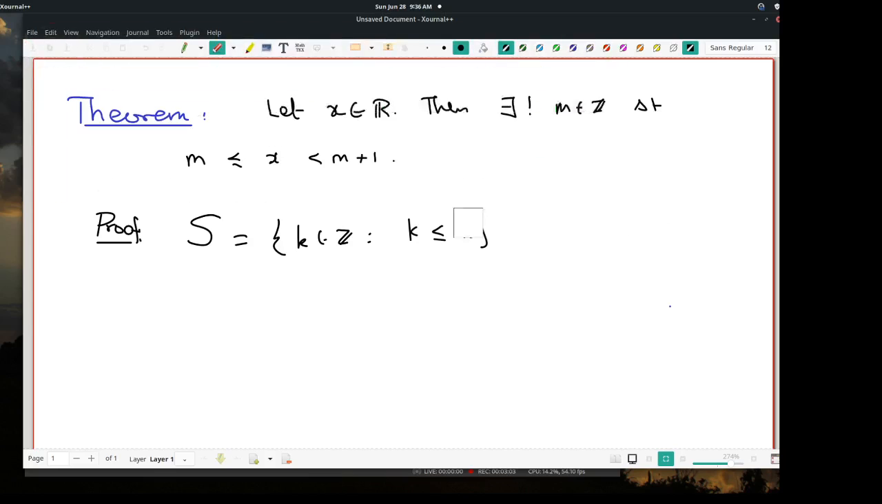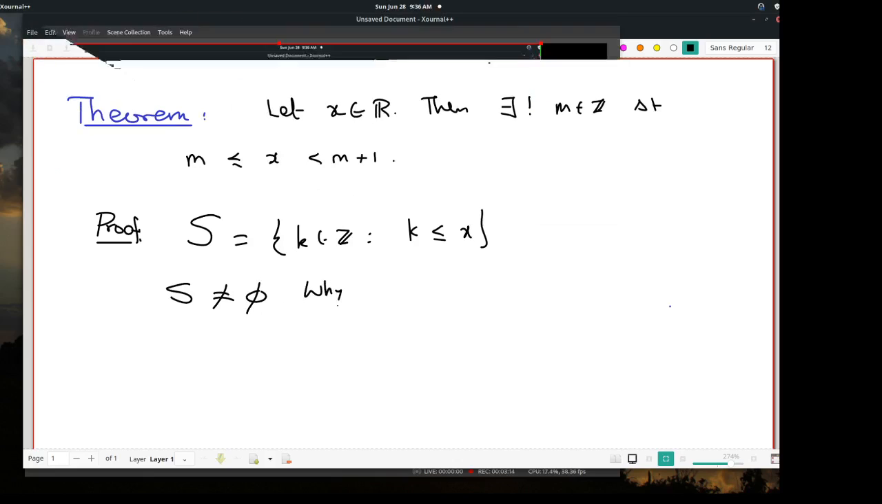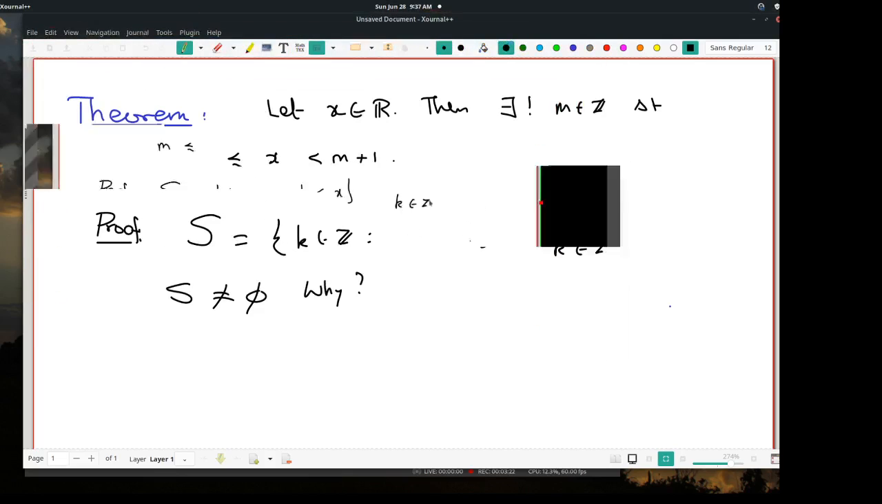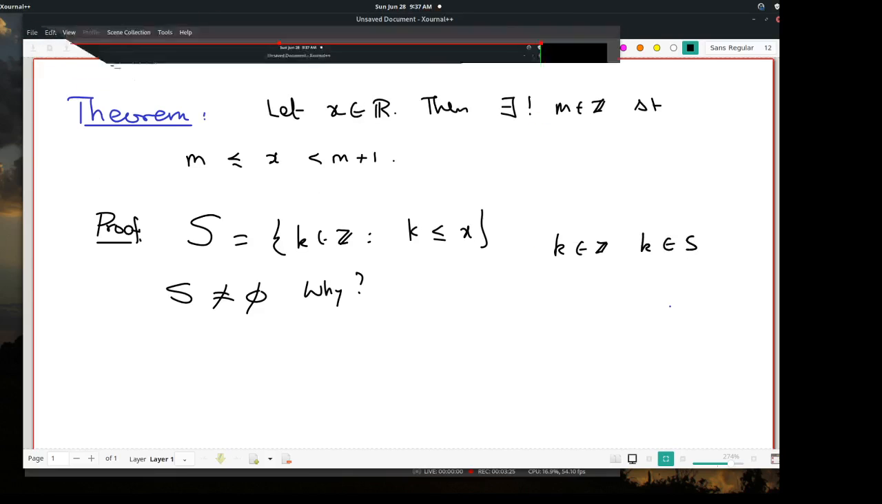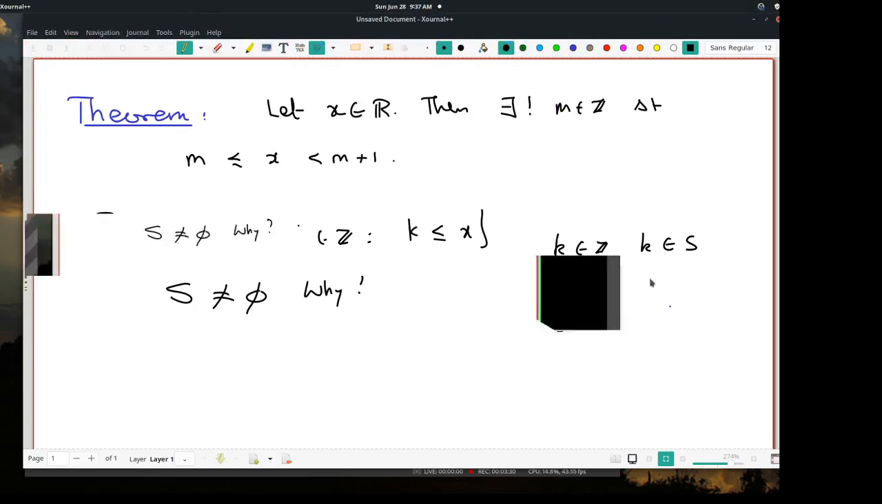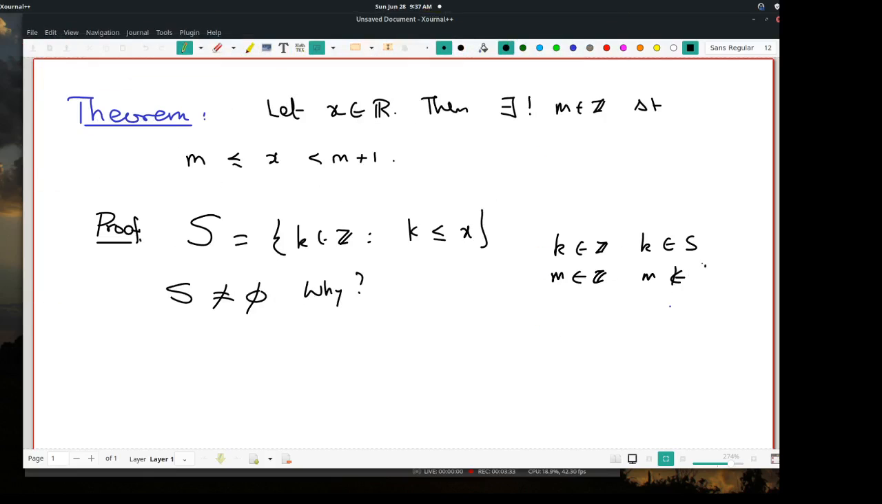So what we want to do, this is the correct approach. We consider this set S. First thing is, S is non-empty. Is that clear? Why? Because if I give an integer k, when does k belong to S? k must be less than or equal to x. And I tell you an integer m is not in S, what does it mean? If an integer has to be here, it has to satisfy the condition that it is less than or equal to x. Therefore, m is not here.